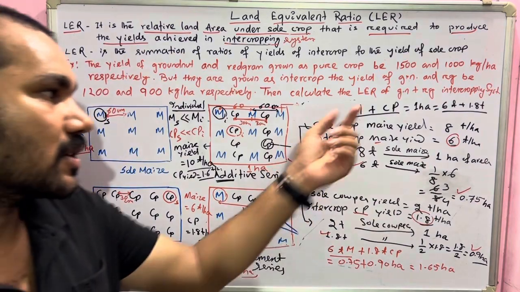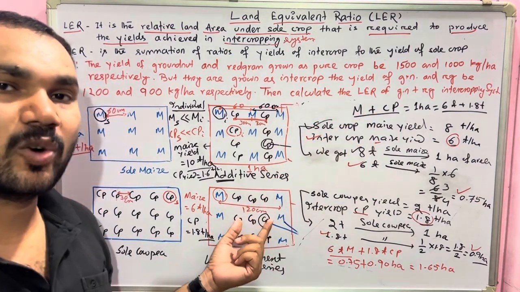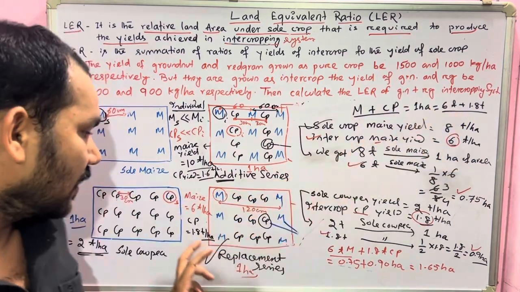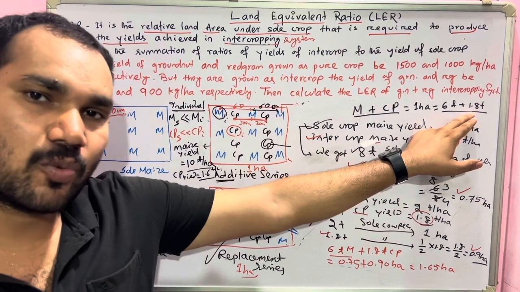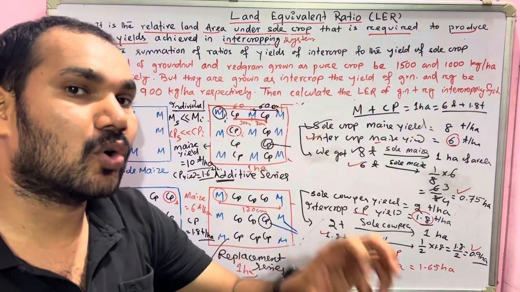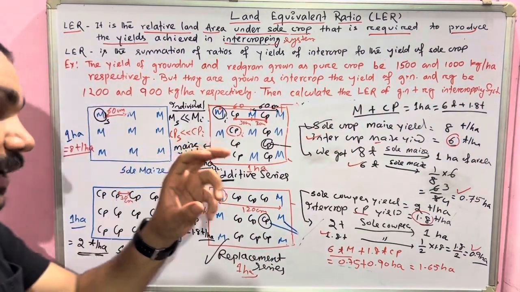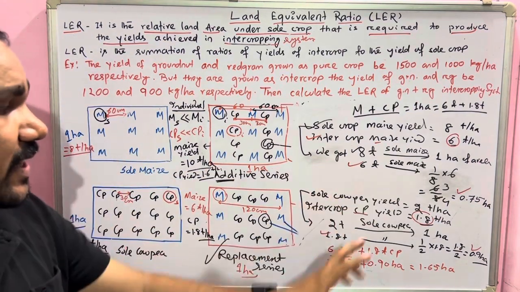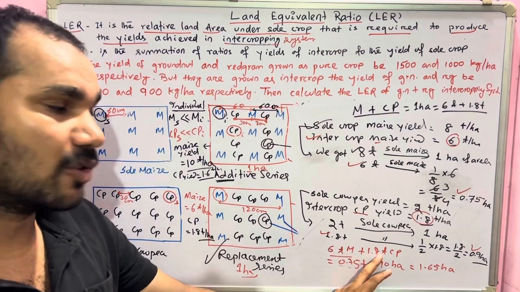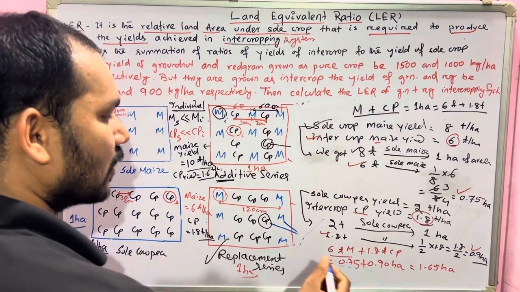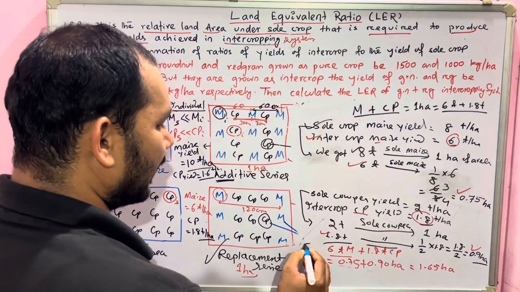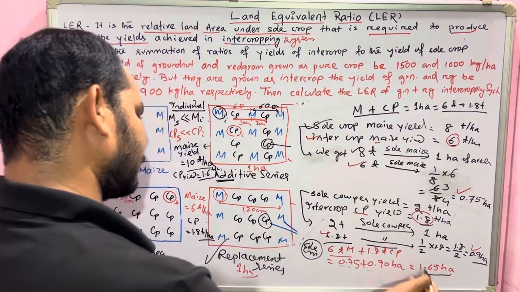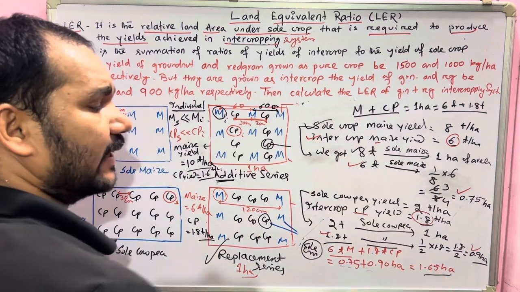You are getting the concept? So if I am having maize plus cowpea intercropping, from 1 hectare of area, I am getting 6 ton of maize and 1.8 ton of cowpea. But if I grow maize and cowpea as sole crops, in order to get this 6 ton maize and 1.8 ton cowpea, how much area is needed? If we are taking them as sole crops, 1.65 hectare area is needed.